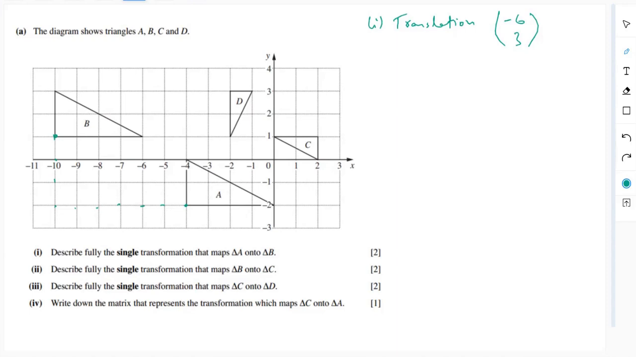Okay, let's think about this then. So the second part says, describe fully the single transformation that maps B onto C. B onto C. अच्छा, B से C पे जा रहे हैं. All right. B से C पे.